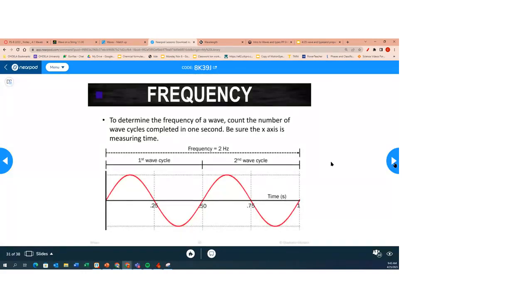So frequency of the wave counts the number of wave cycles completed in 1 second. Be sure the x-axis is measuring time. So here this is 2 hertz. So we have this is half a second, 0.5, and here's 1 second. So 2 cycles is 2 hertz. That was the demonstration I was just showing you.